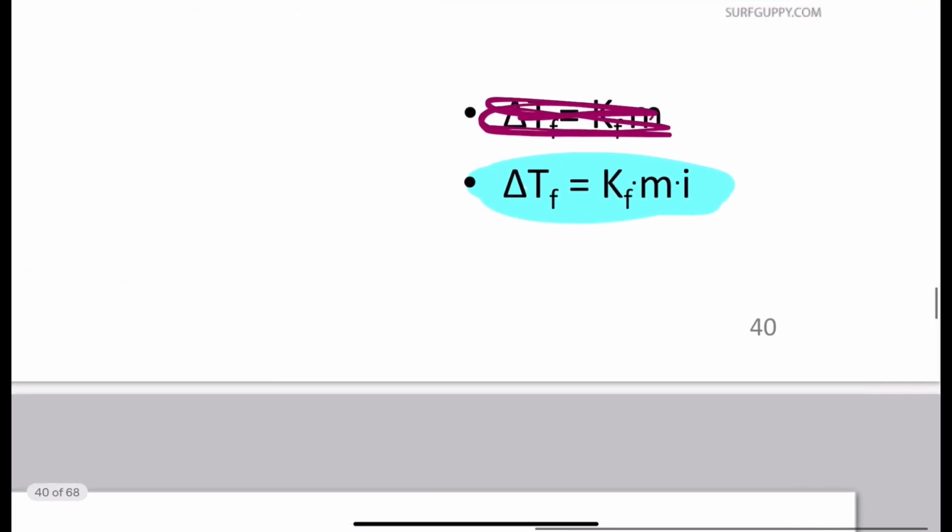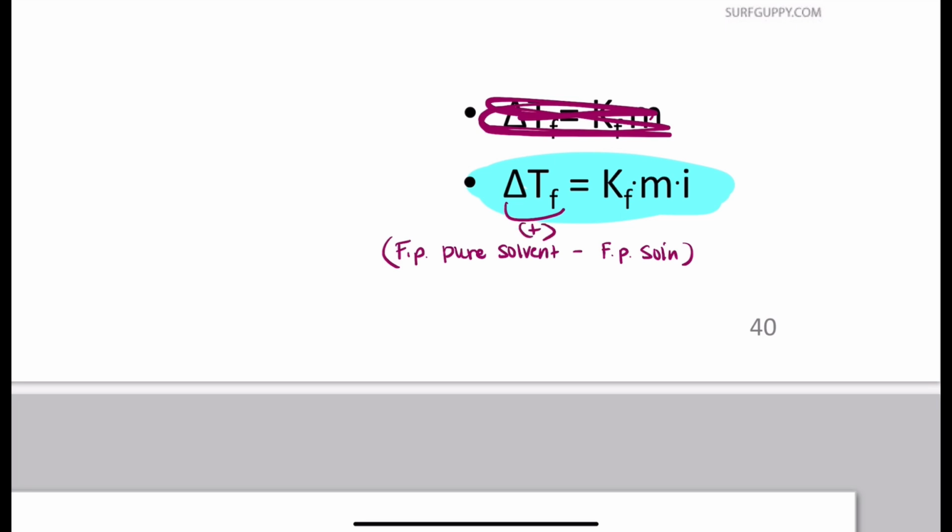Over here, delta TF is the freezing point of your pure solvent minus the freezing point of your solution. But again, the biggest thing here is that it needs to be a positive number. So I don't care if you remember which one you're subtracting from which, make it positive. Your KF is your freezing point depression constant. m, again, is molality, moles of solute over kilograms of solvent. And i is your van't Hoff factor.